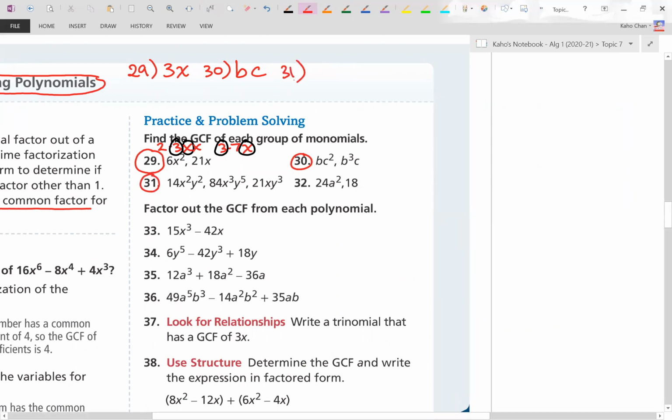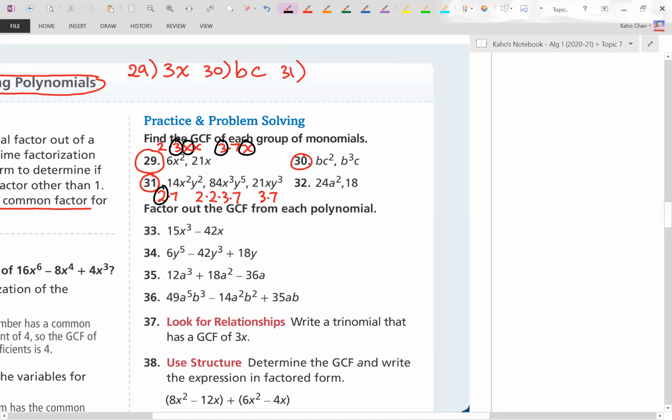With 3 terms we have to deal with here, 14, 84, and 21. I'm going to break those down. 2 times 7 right there. What is this? 2 times, that's 42. 2 times 3 times 7. And the last one is 3 times 7. I kind of did the middle one in my head. Wow. Yeah, that works. And we'll deal with the variables in a second.